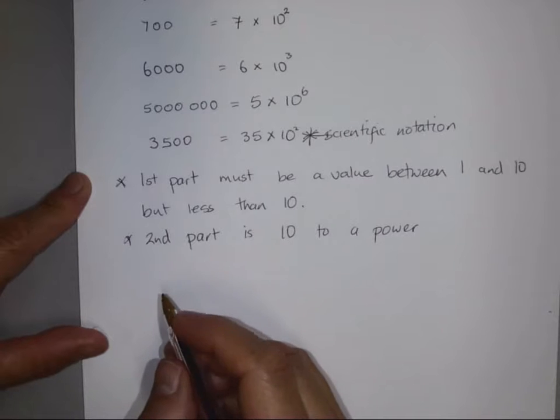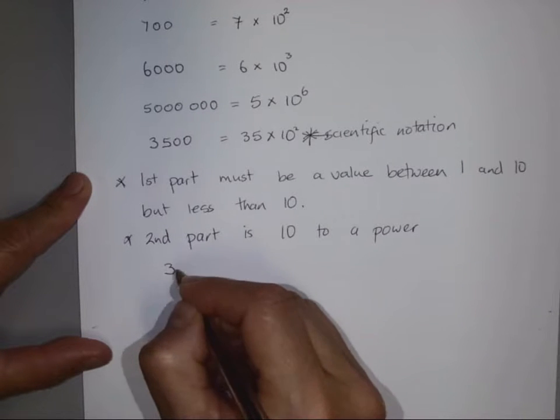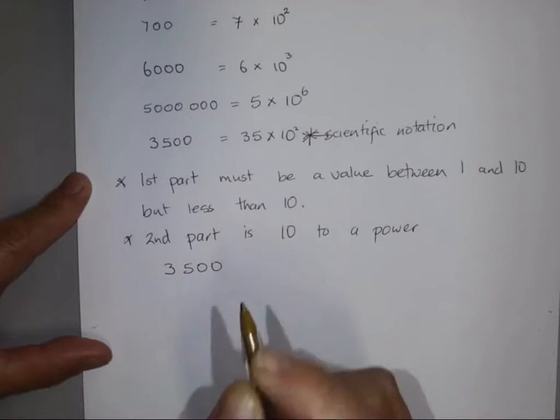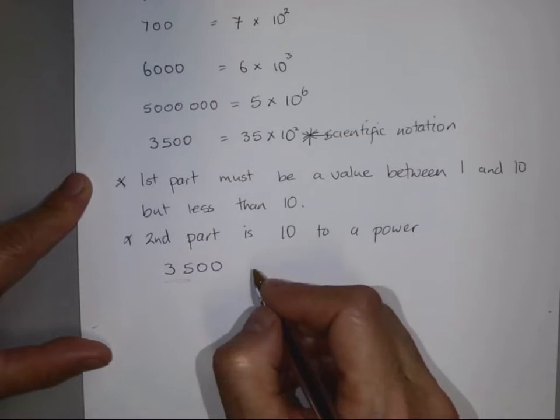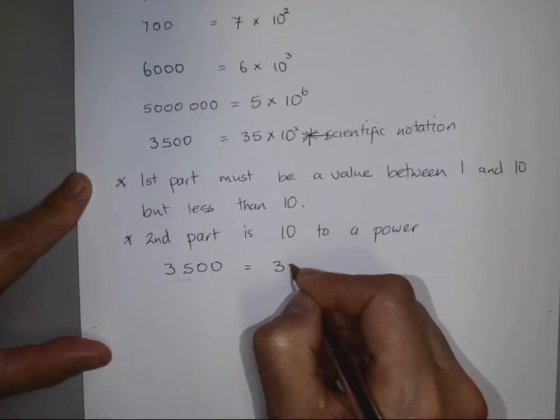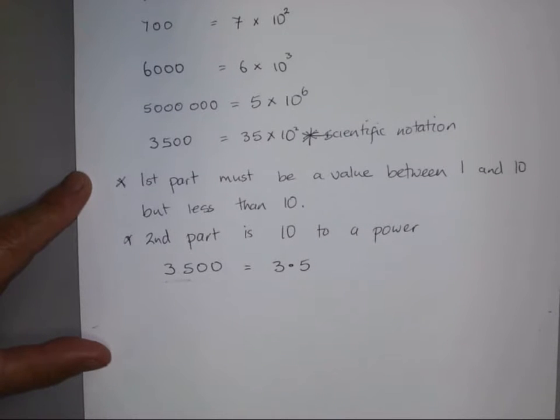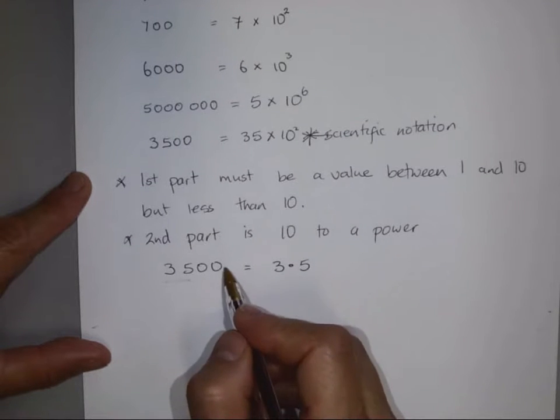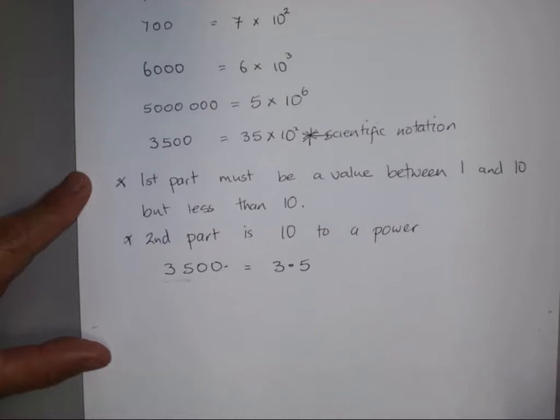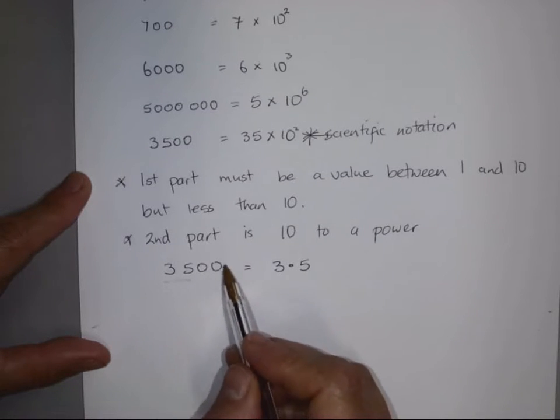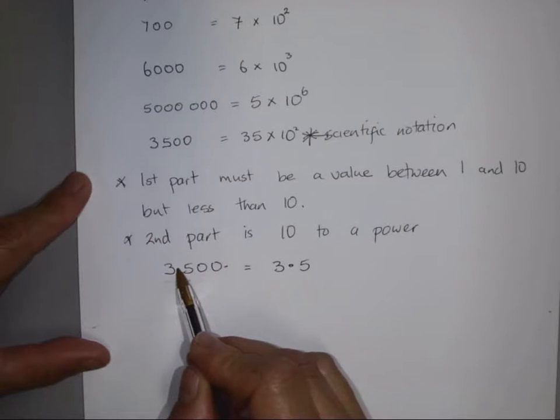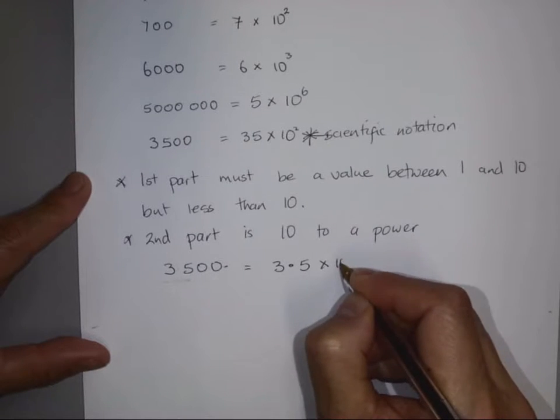Let's have a look at the 3,500 again. If I want this to be a number between 1 and 10, I would have to make it 3.5. There really is a decimal point there, but it's invisible. We don't use it. The number has been shifted across the decimal 1, 2, 3 places. So you say by 10 to the 3.